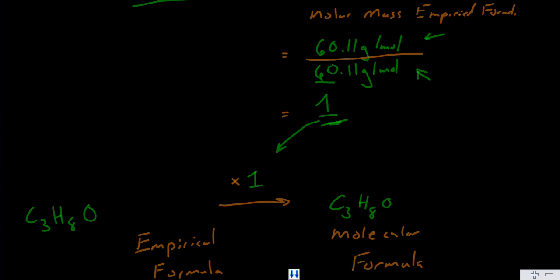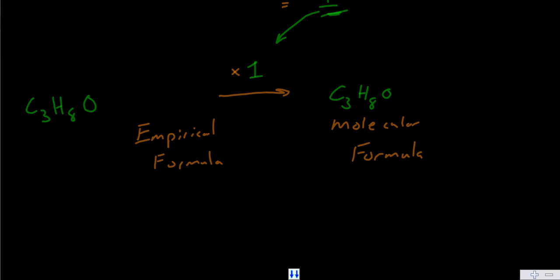And so we can convert now from the empirical formula to the molecular formula. Take the number of atoms of every element in the compound, and multiply it by the atomic multiplier. So 3 times 1 is 3, 8 times 1 is 8, and 1 times 1 is 1. And so we now have the empirical and the molecular formula.